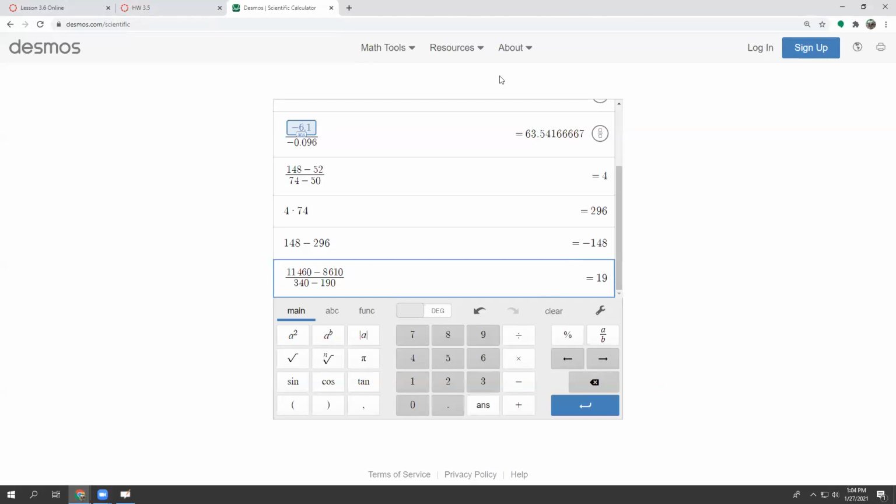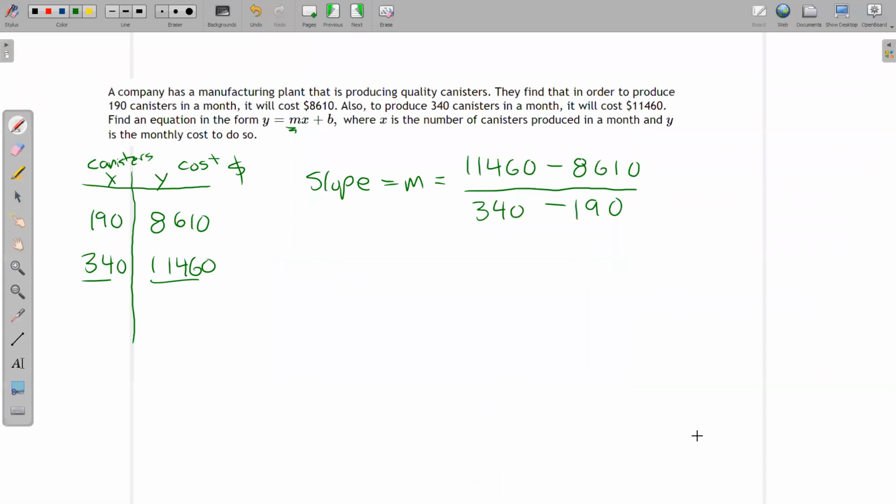All right, so we have a slope of 19 in this case. And then the numerator was dollars, the denominator was canisters, so this would be dollars per canister, if I need to know that. Next is the y-intercept, so that's where I plug into y equals mx plus b, and it doesn't matter which point you pick as long as you get the y in the right spot. So I'm going to go with the first point just for the heck of it.